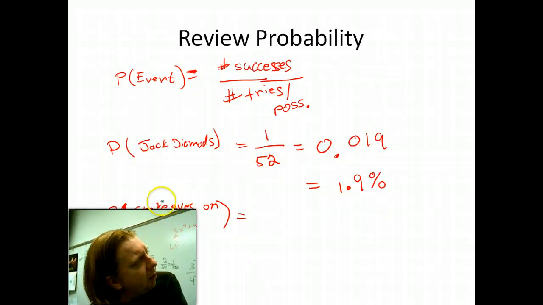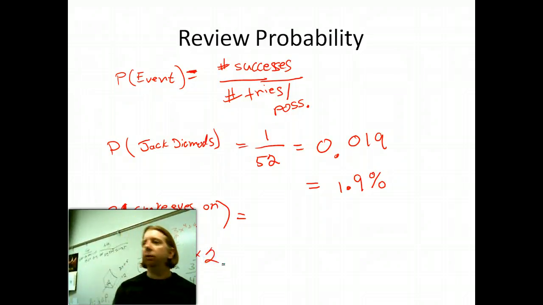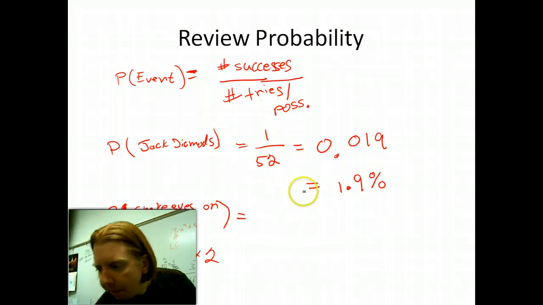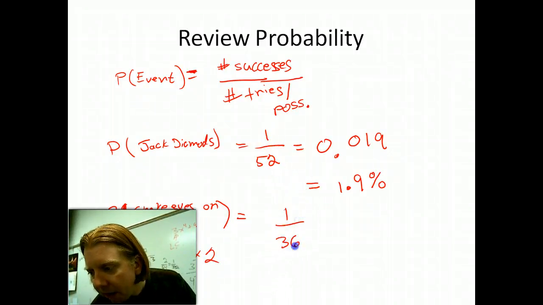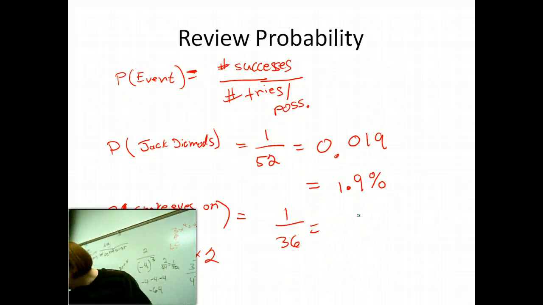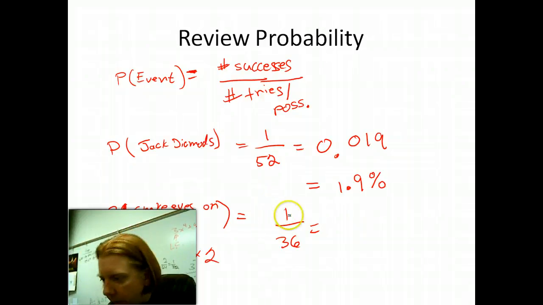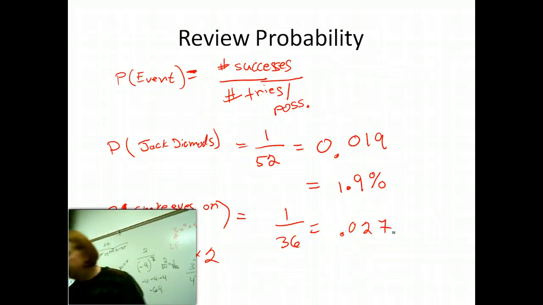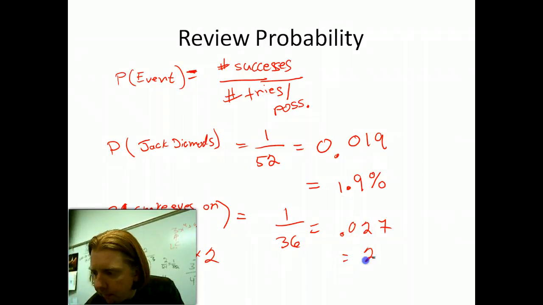How many different ways can I get snake eyes, which is a 1 and 1, with 2 dice? That's one way I can do it, right? I have to roll a 1 and a 1. And there are 36 combinations of dice outcomes. So that's 1 out of 36. So 1 divided by 36 puts me at 0.027 or 2.7%.